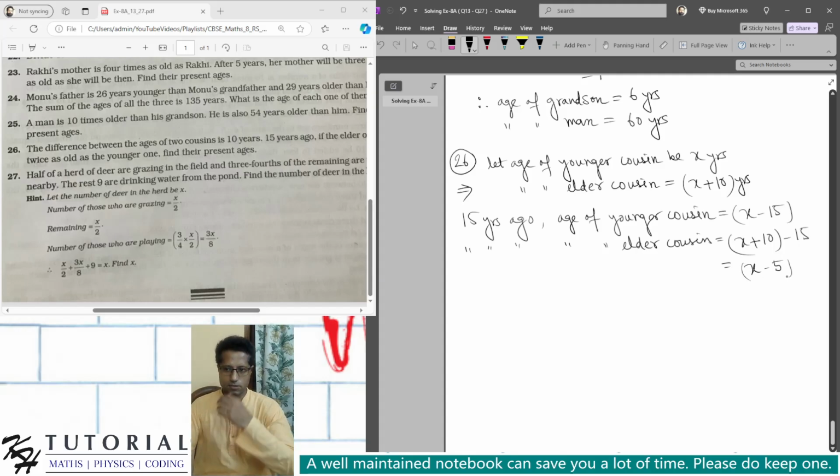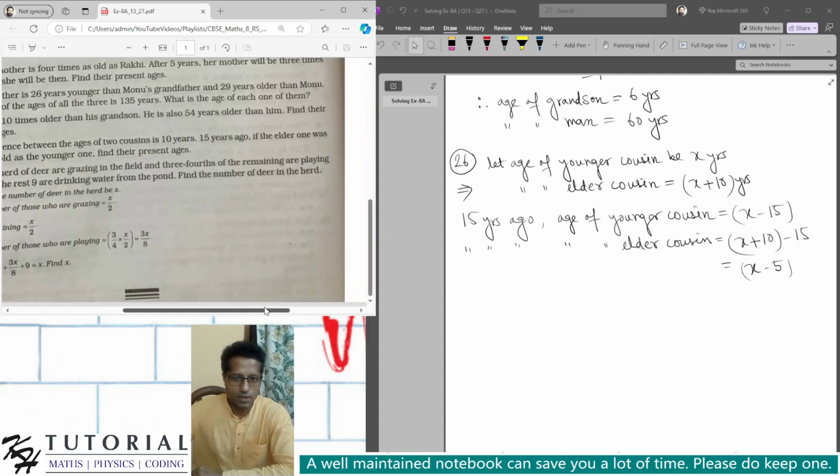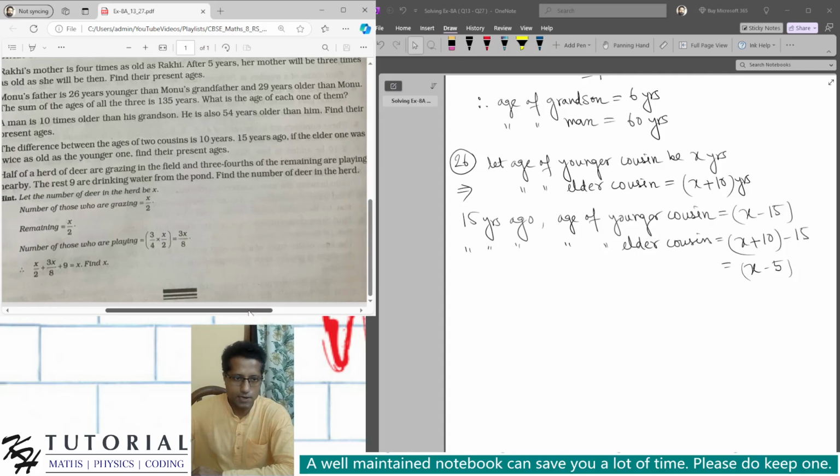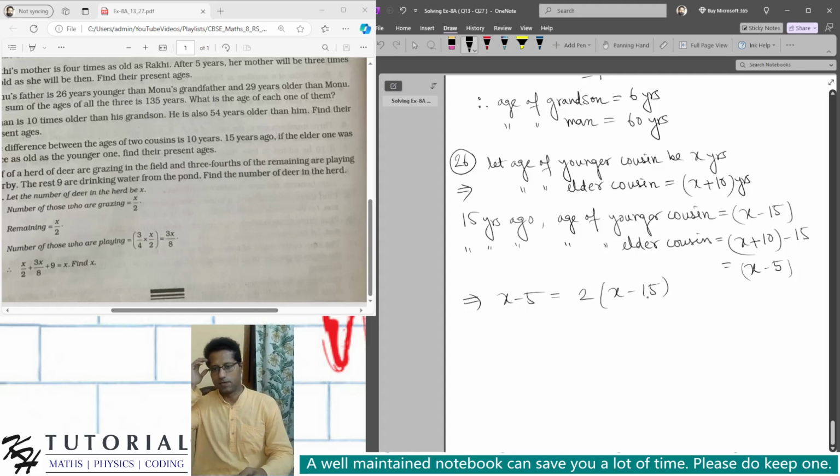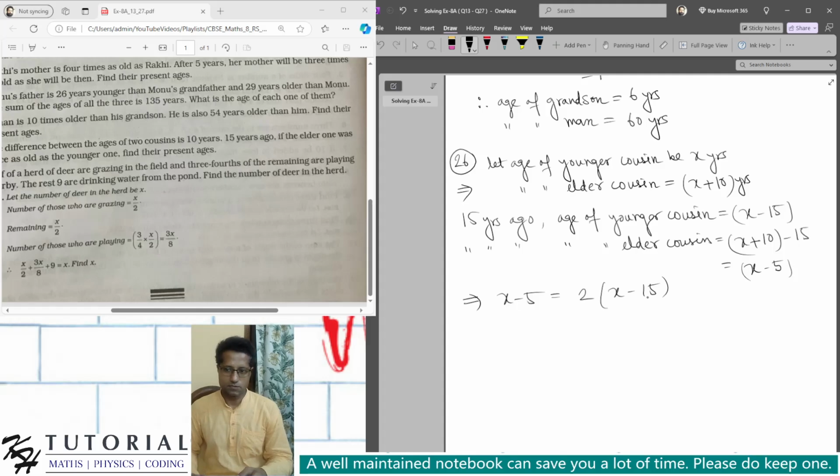So 15 years ago the age of the elder cousin was x minus 5, and the age of the younger cousin was x minus 15. And it is given that 15 years ago the elder one was twice as old as the younger one, so we can clearly say that x minus 5 is equal to 2 times x minus 15. So this is a linear equation in x.